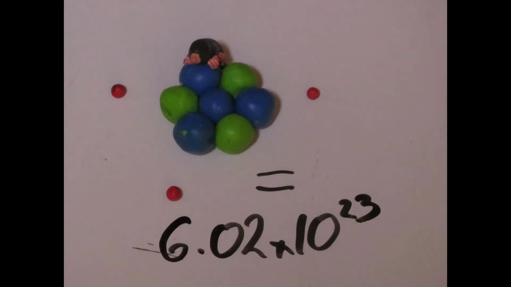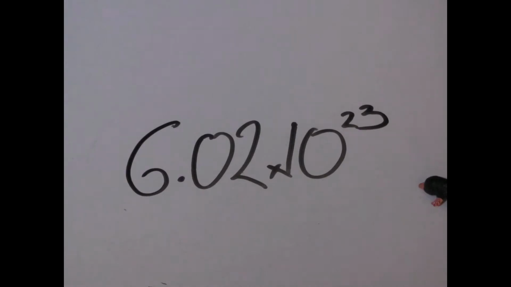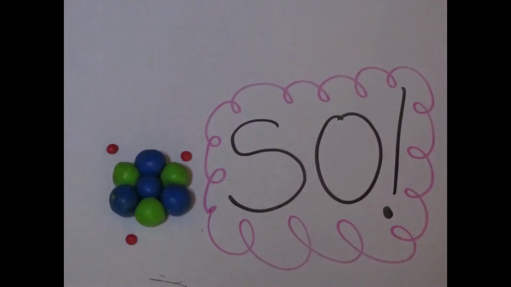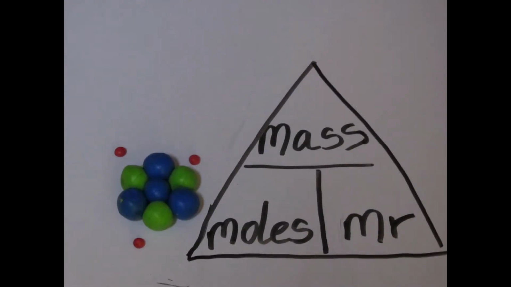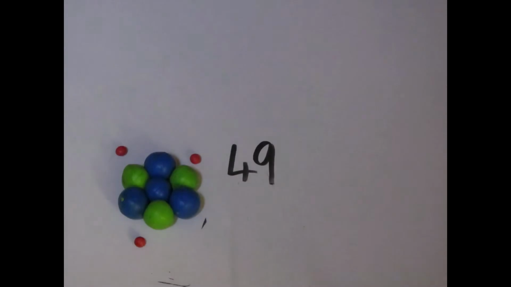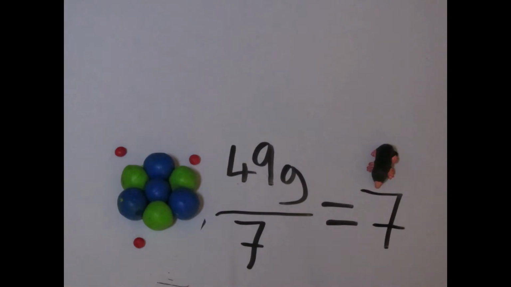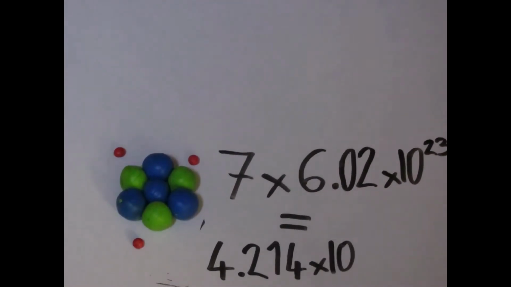Now we could have a mole of anything. We could have a mole of apples, so long as there's 6.02 times 10 to the 23 of them. So here we have 49 grams of lithium-7. We have an equation: moles equals mass over Mr. So we have our mass in grams, which is equal to moles times the molecular mass. We have 49 grams divided by our relative atomic mass of 7, which gives us 7 moles. 7 times 6.02 times 10 to the 23 gives us 4.214 times 10 to the 35 lithium atoms.